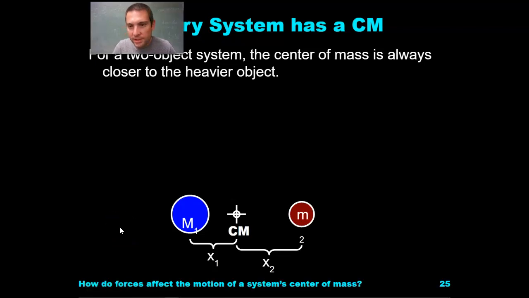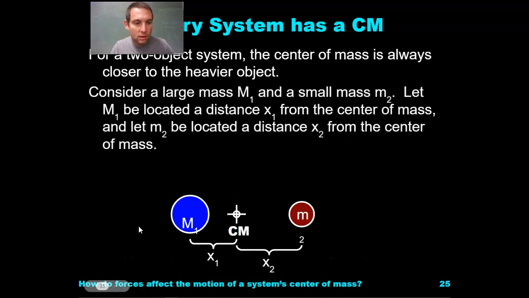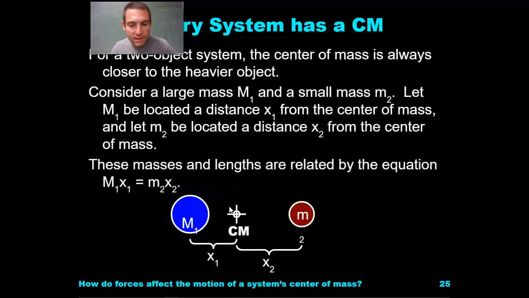For a two-object system, the center of mass is always closer to the heavier object. Consider a large mass, capital M1, and a small mass, lowercase m2. Let big M1 be located at a distance x1 from the center of mass, and let little m2 be located at a distance x2 from the center of mass. These masses and lengths are related by the equation M1 times x1 equals m2 times x2.